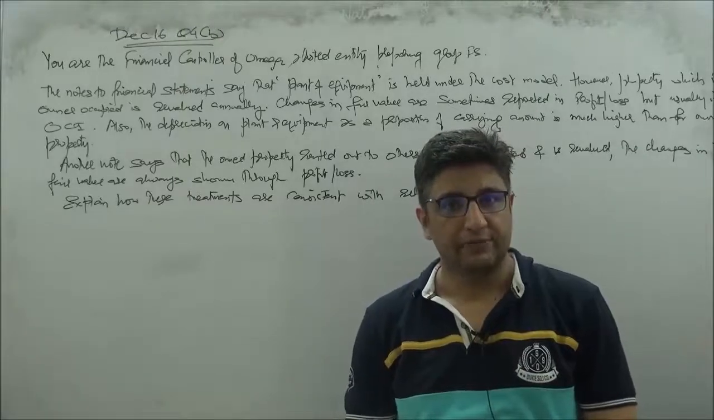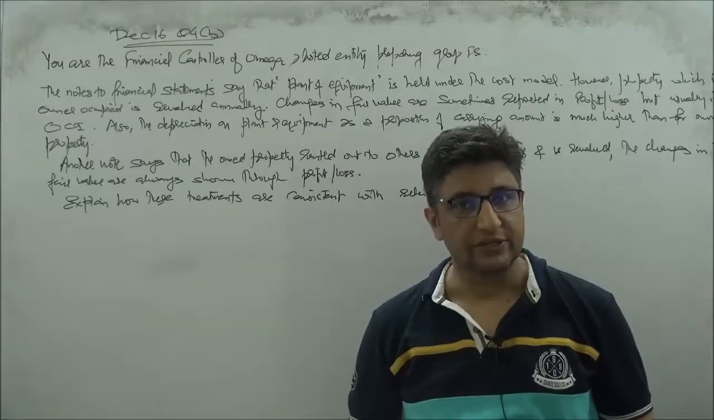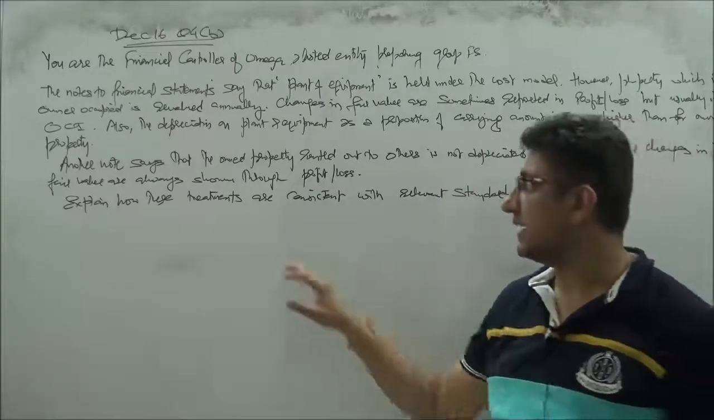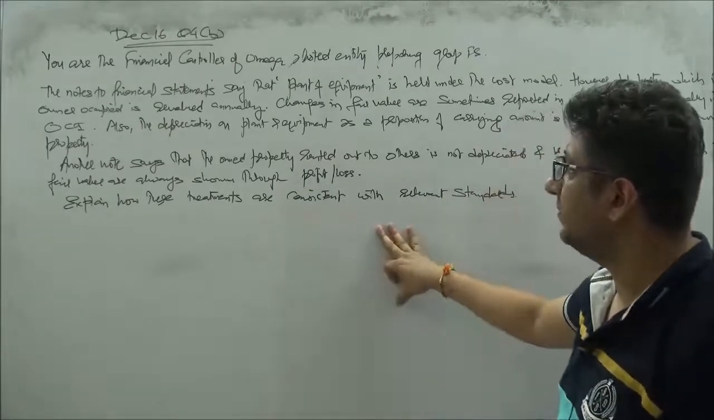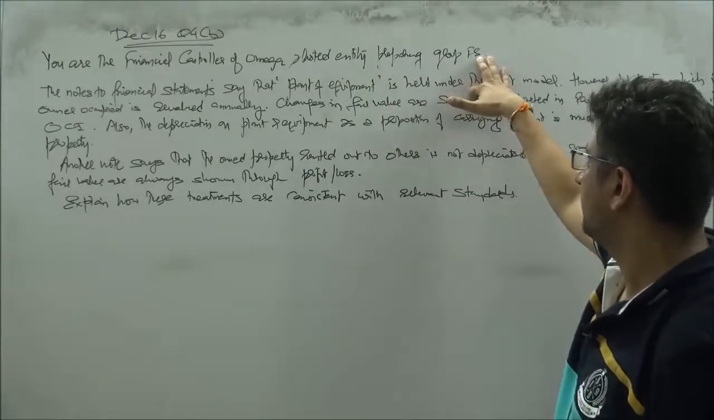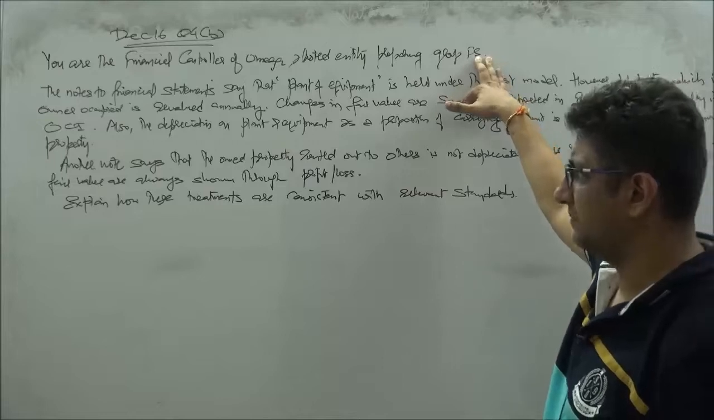Hi everyone, so we're looking at December 16 question number 4 part 2. It's basically a question of 7 marks and it gives us a scenario. It says that you are the financial controller of Omega, a listed entity preparing group financial statements under IFRS.